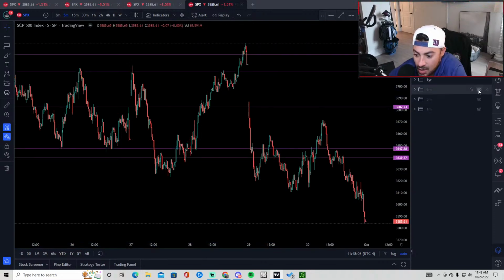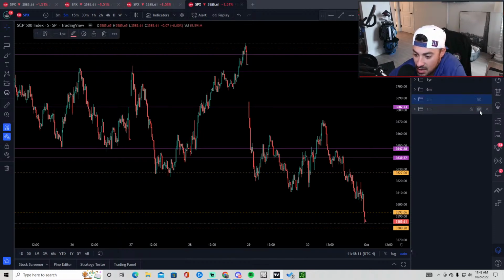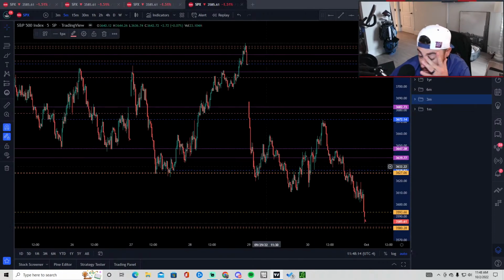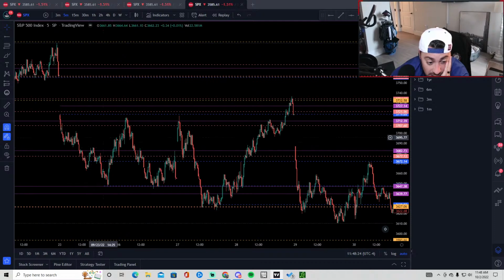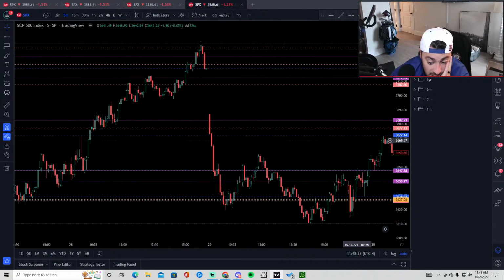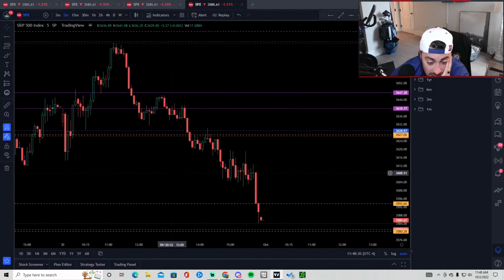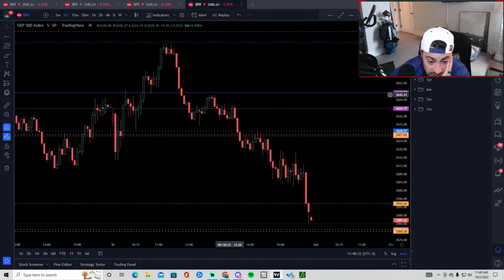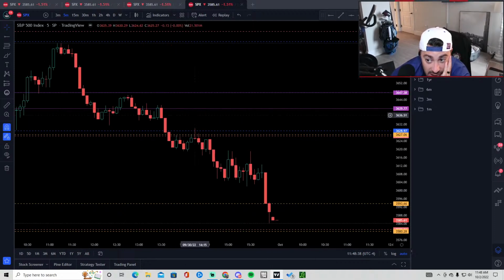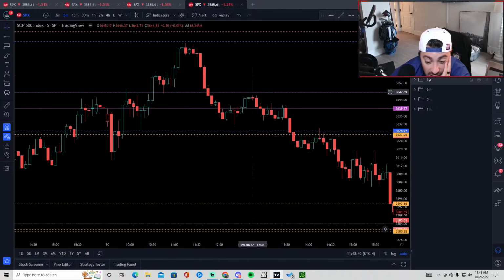I'll figure that out. But my favorite type of setup is a retrace, retest, and rejection, or retest and support. So for example, here, I got in a trade on Friday because it had this, on my other chart.